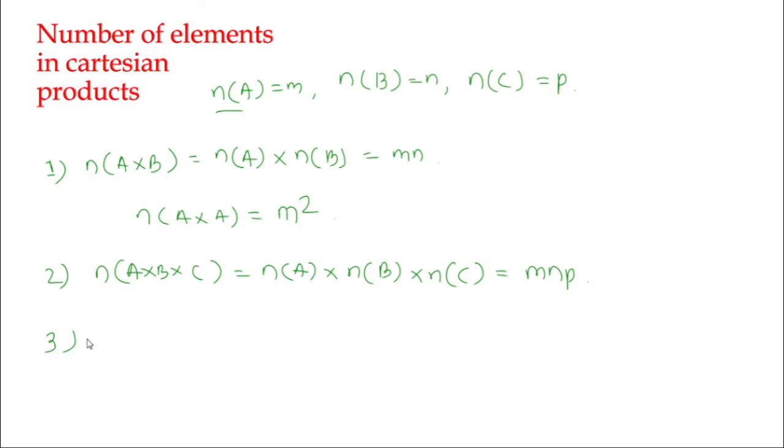Now what if any of the sets is infinite? If any of the sets is infinite, then the Cartesian product is also infinite. If set A is infinite, that means it has an infinite number of elements, then even if set B is finite, their cross product will have an infinite number of elements. Similarly, if A or B is empty, then the number of elements in A cross B will be zero.